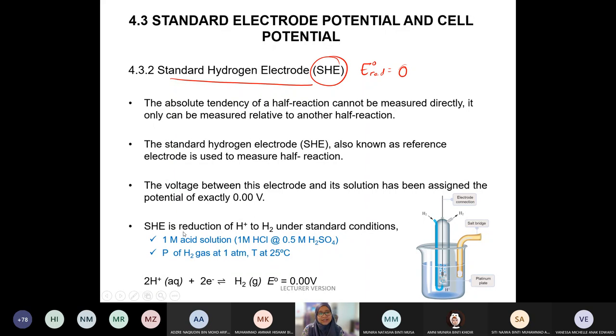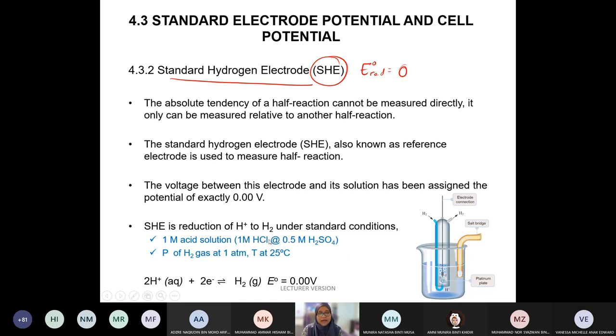So SHE, nama dia apa? Standard hydrogen electrode. Is reduction of H plus to H2. So this is the half cell of SHE lah. Reduction of H plus to H2. Dia reduce eh. Under standard condition. So these are the criteria that you need to follow.